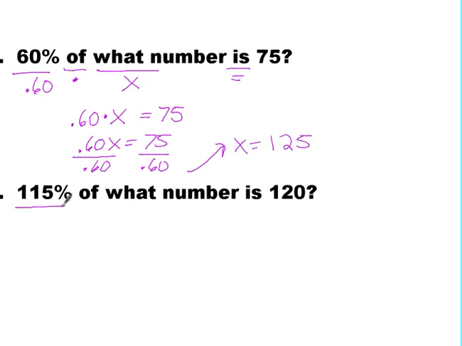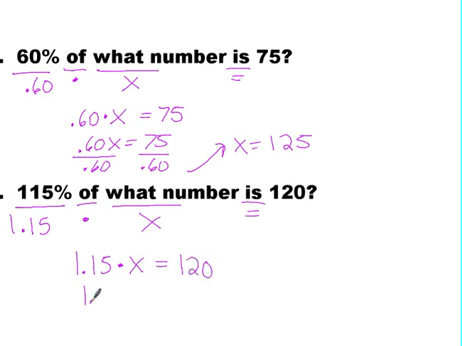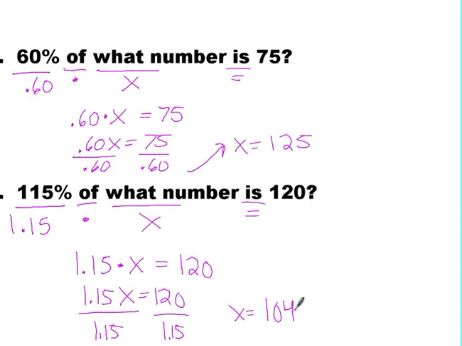Number 17. So let's turn that in there. There we go, 1.15. We move that decimal 2 spots to the left. Of times what number? X is equals 120. So we have 1.15 times x equals 120. Divide both sides by 1.15, and you get 104.3478, a bunch of stuff. So let's round that. 104.35.